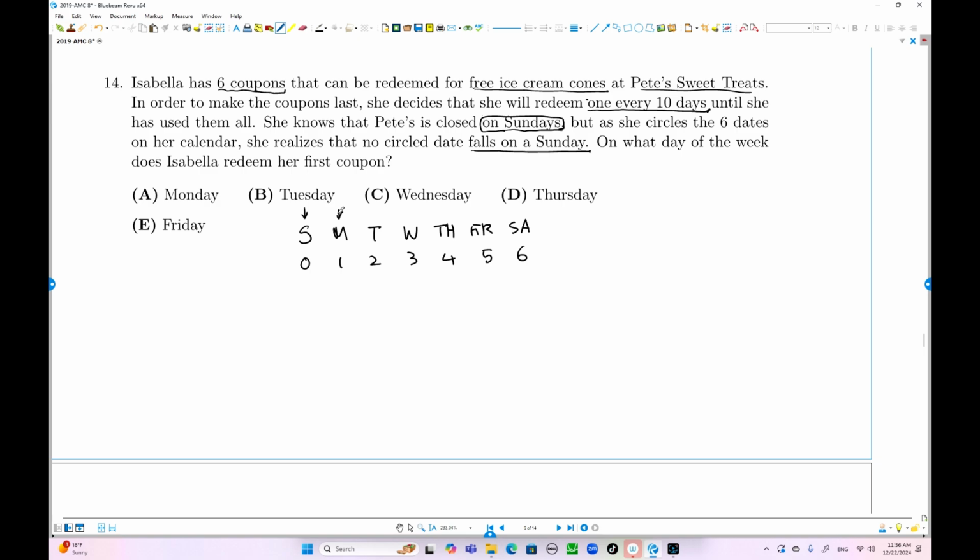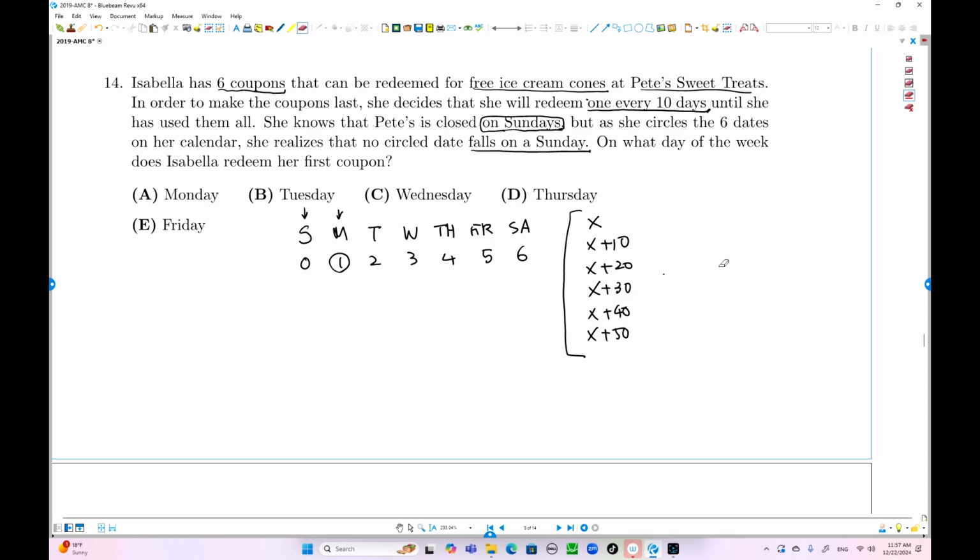Which date? We don't know. So the first date is x, the second date is x plus 10, the third one is x plus 20, another 10 days, x plus 30, 40, and the last one is x plus 50, because there are 6 coupons. Maybe we can try not Sunday. First we can try Monday. If x is 1, this is 11, 21. 21, when you divide by 7, the remainder is 0, so it falls on Sunday. That's not good.